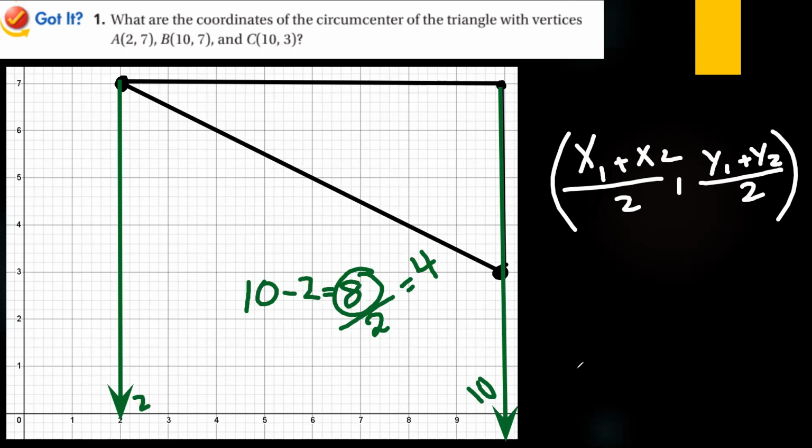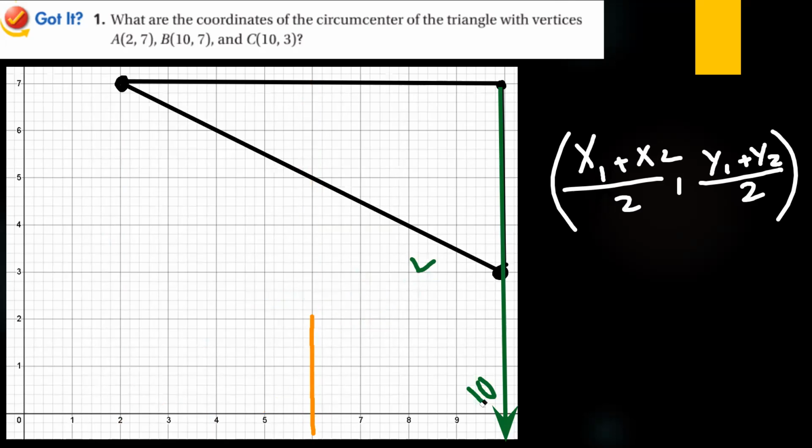Then the next step, you jump 4 steps starting from point 2. 1, 2, 3, and 4. So this point, which is point 6, will be the midpoint of this side. So at point 6 here, I will draw a perpendicular bisector. Is it clear now? Yes. Okay.